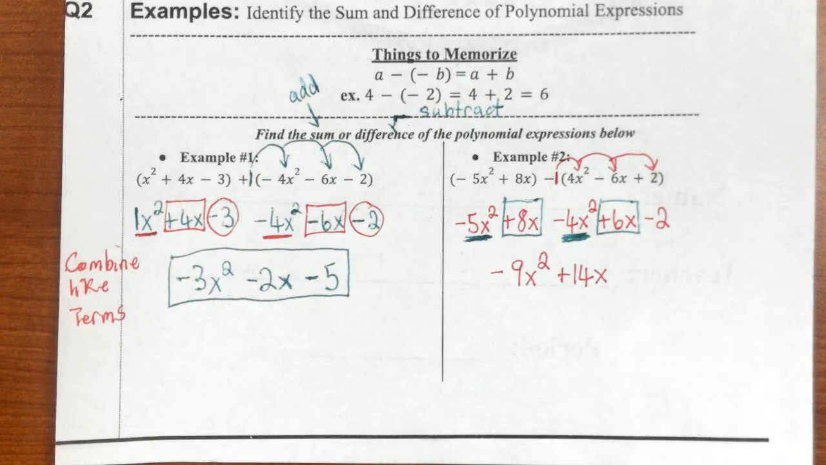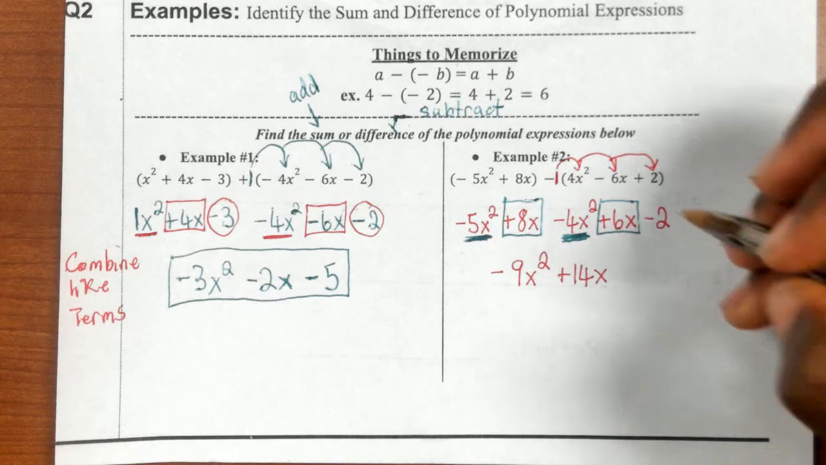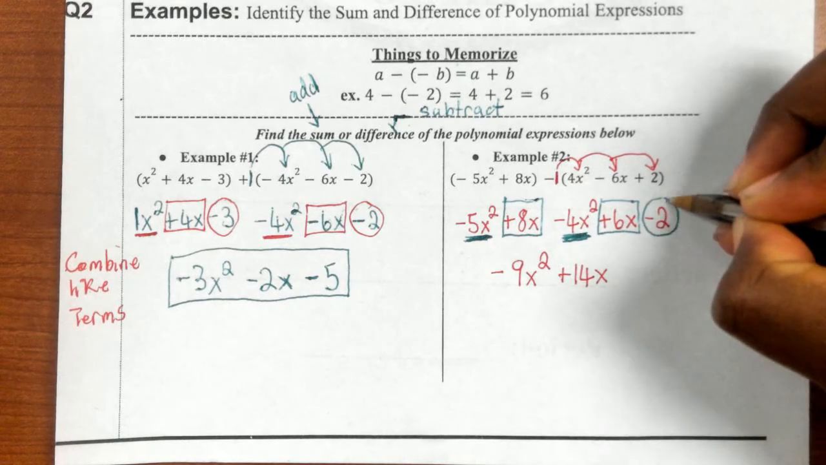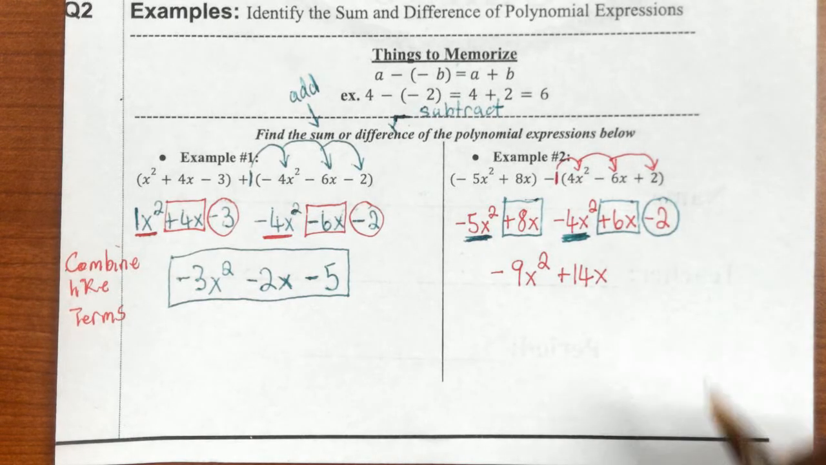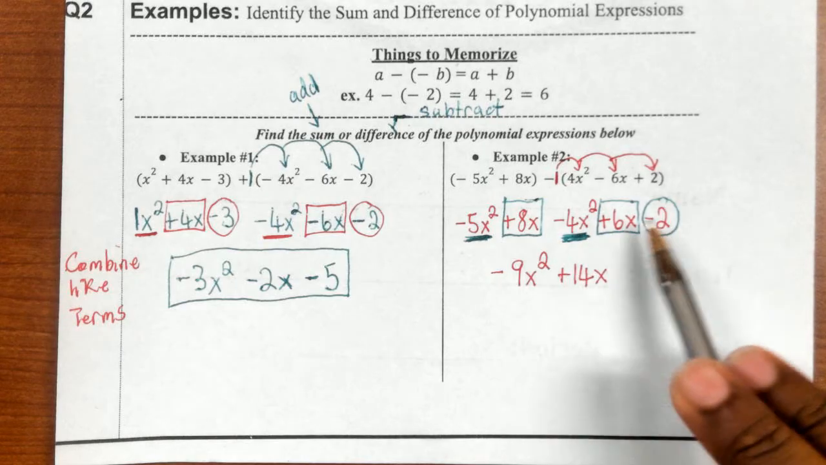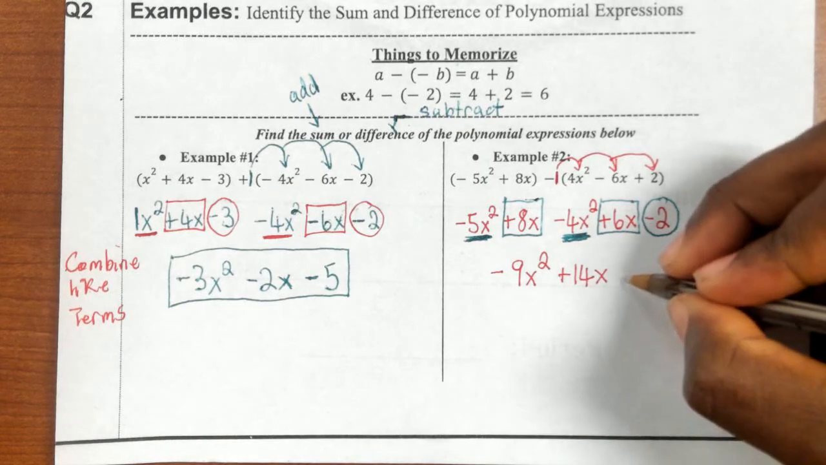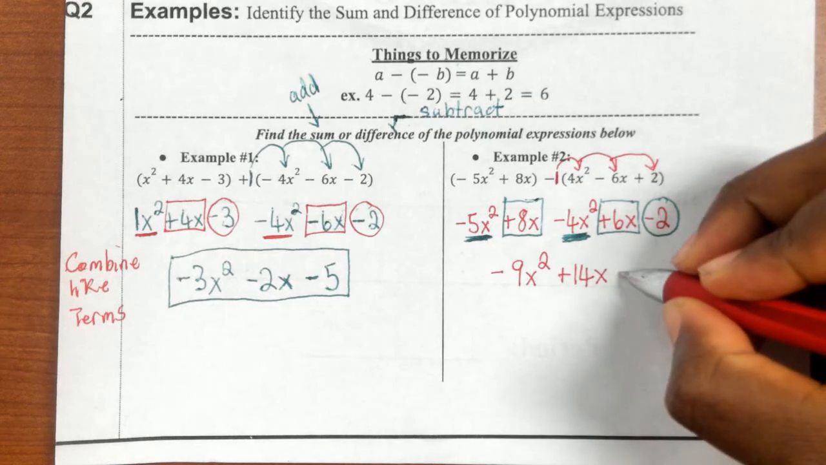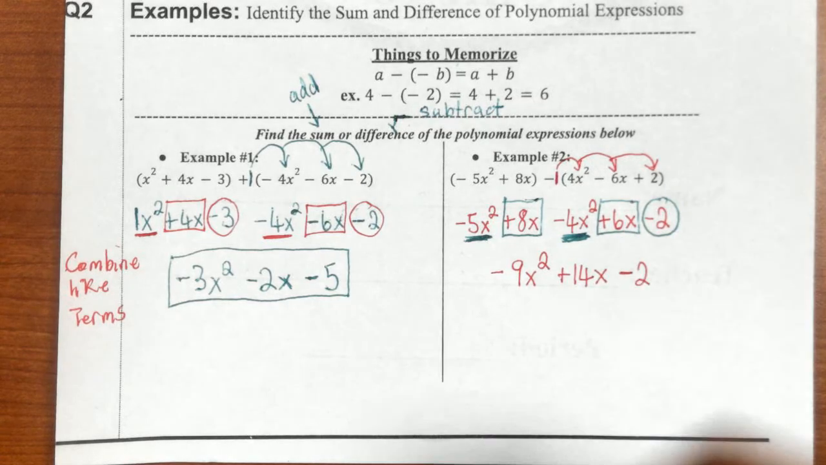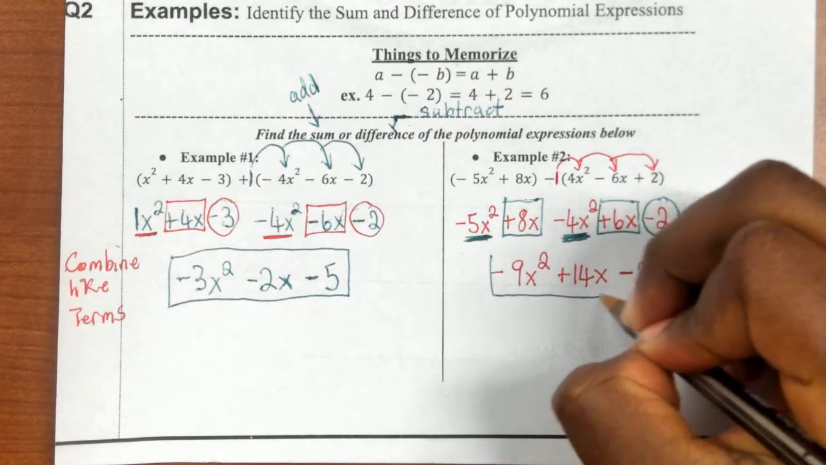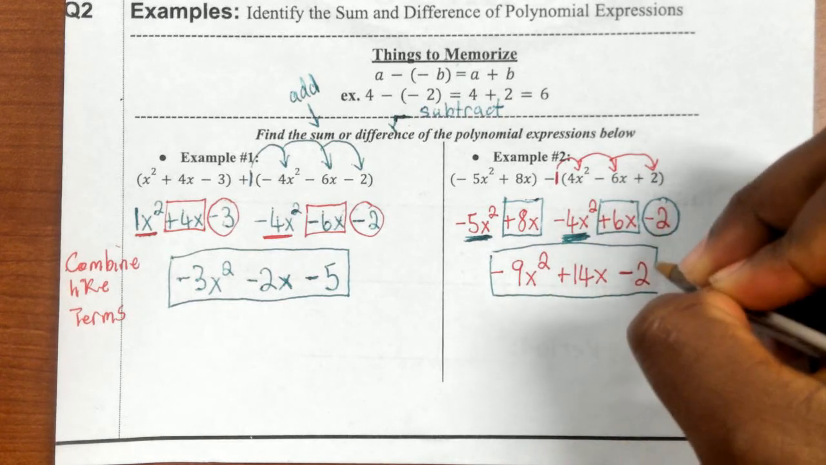Okay, now I'm going to look for constants, okay? So that's numbers that have neither x nor x squared. So I see only this negative 2 as a constant. Do I see any other constant? No, all right? So that negative 2, I will bring it down, okay? And this would be my answer. So again, guys, just like that.